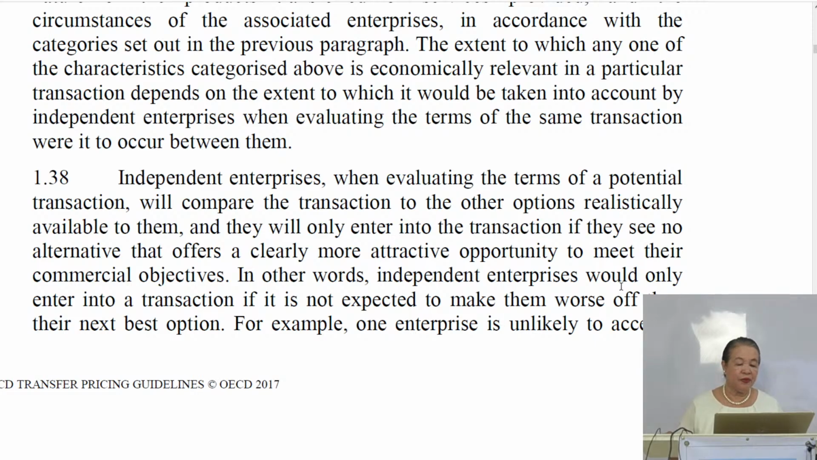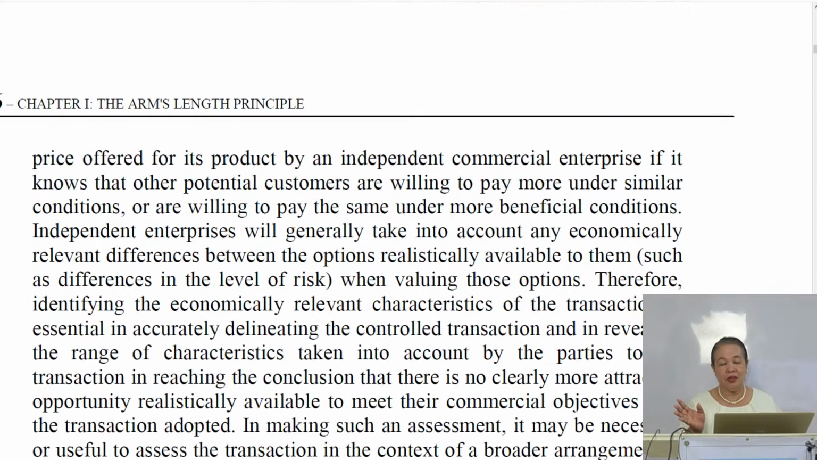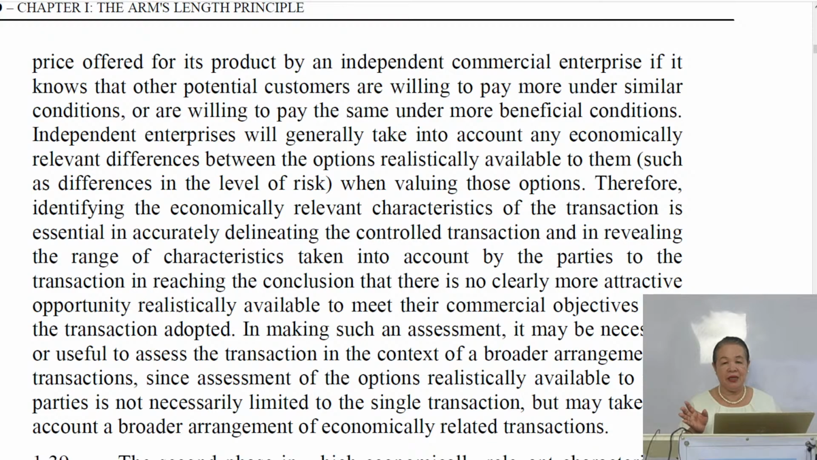For example, one enterprise is unlikely to accept a price offered for its product by independent commercial enterprises if it knows that other potential customers are willing to pay more under similar conditions. So nakaka-bargain sila ng product, no? There is an offer na I will buy your product at 1 peso, pero mayroong ibang buyer na 150. So hindi sila na-attach. Unlike the related parties, hindi ganon ang mangyayari.